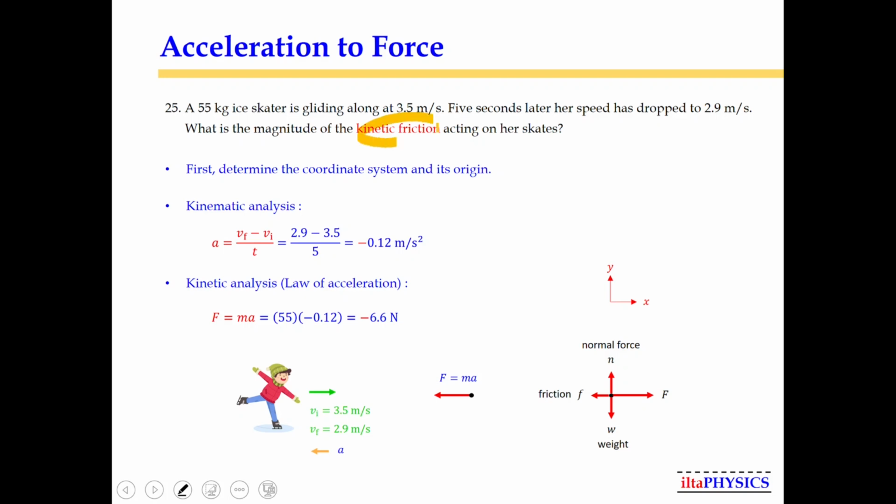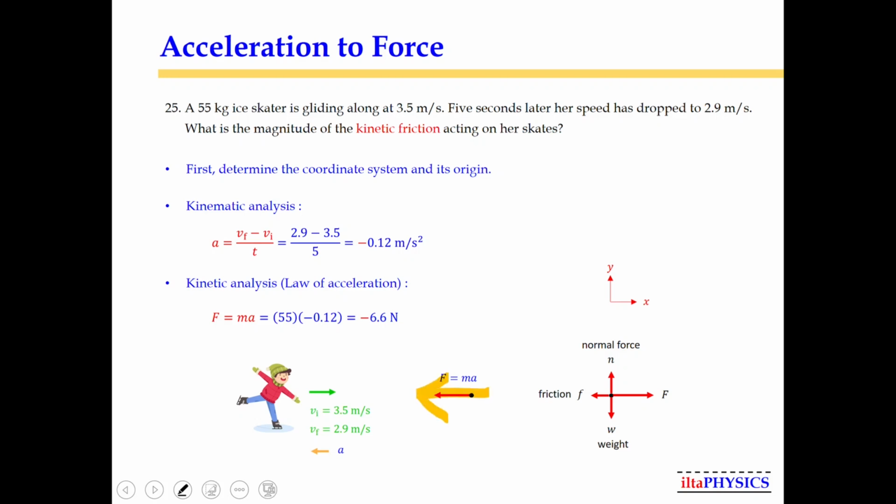According to Newton's second law, F equals ma, we can find the friction force by multiplying the mass and the acceleration. The calculation result shows the friction force is also negative 6.6 newtons, which means the friction acts in a direction that opposes the motion.